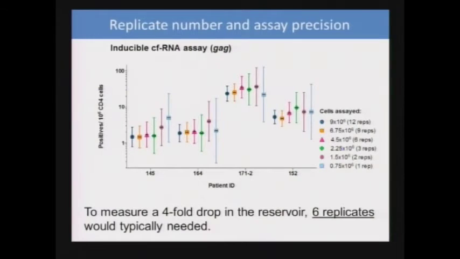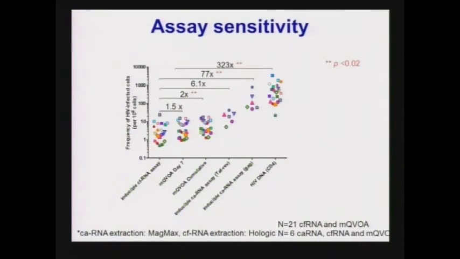So for both the cell-free and cell-associated, in order to be able to measure the correlation we described, and based on our analysis for either one of these, in order to measure a 4-fold drop reliably, we think we needed at least 6 replicates, maybe not 12. That is more than has typically been used in QVOA assays in the past.